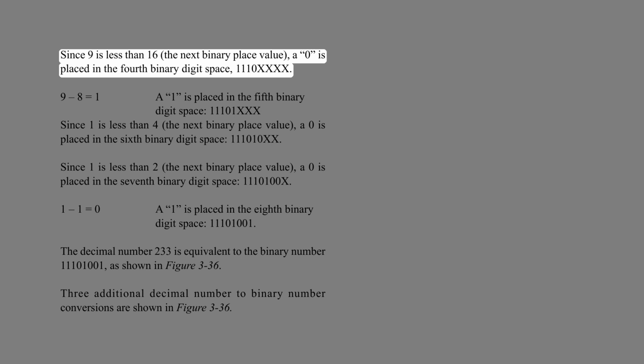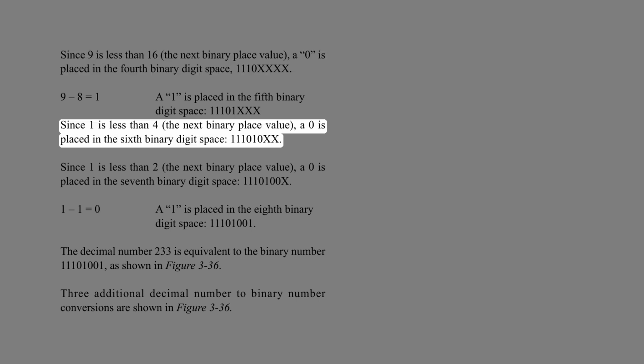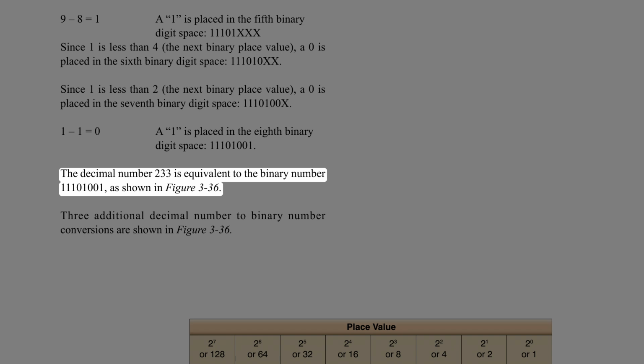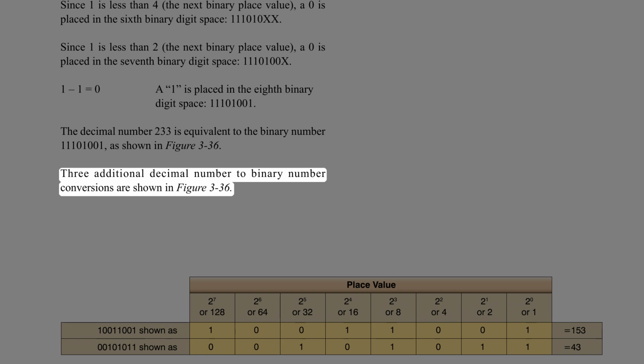Since 9 is less than 16, the next binary place value, a 0, is placed in the fourth binary digit space. Since 1 is less than 4, the next binary place value, a 0, is placed in the sixth binary digit space. Since 1 is less than 2, the next binary place value, a 0, is placed in the seventh binary digit space. The decimal number 233 is equivalent to the binary number 11,101,001, as shown in figure 3-36. Three additional decimal number to binary number conversions are shown in figure 3-36.